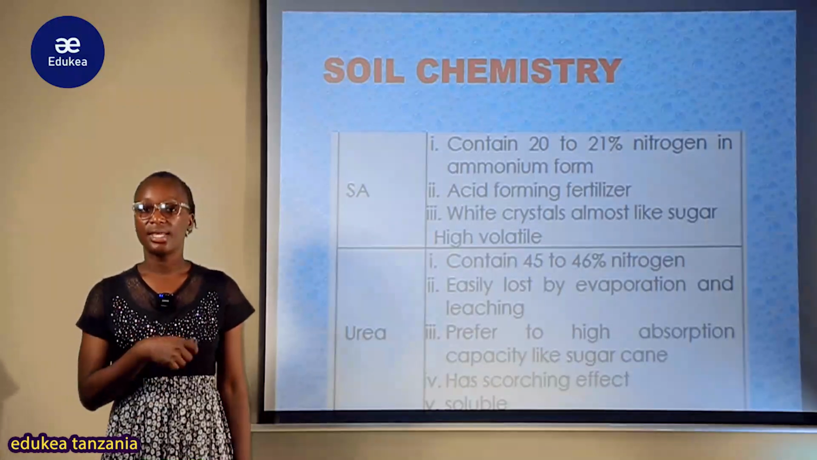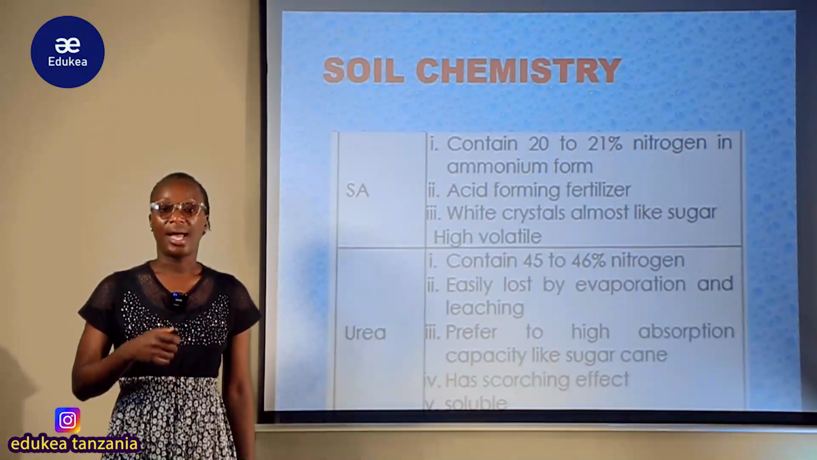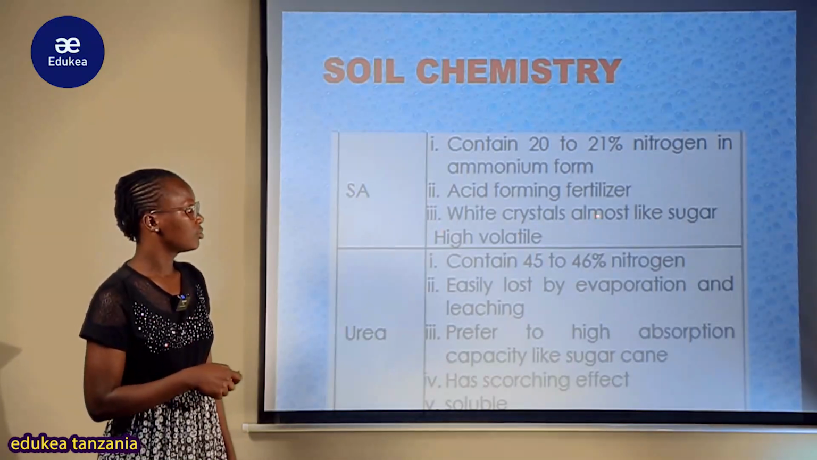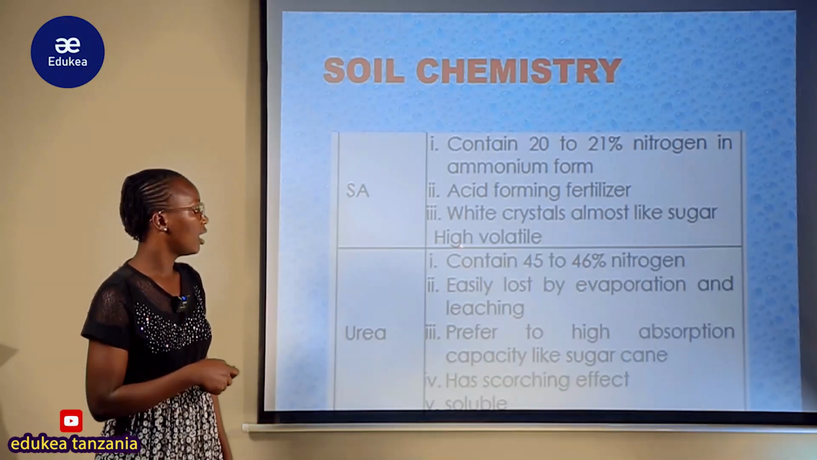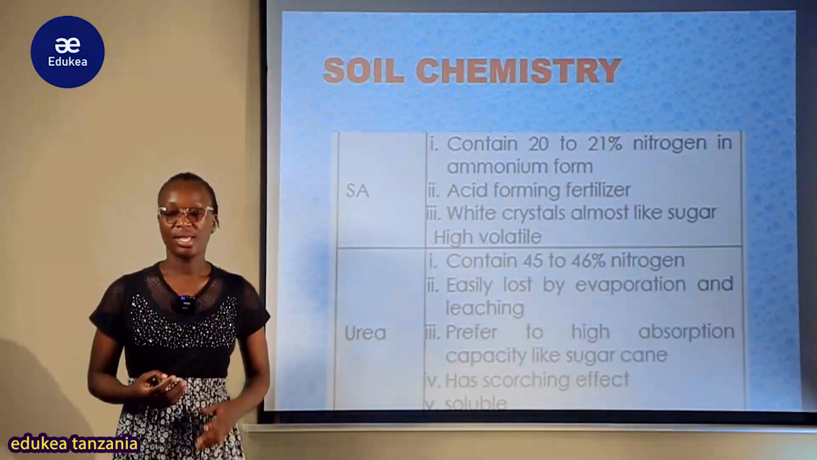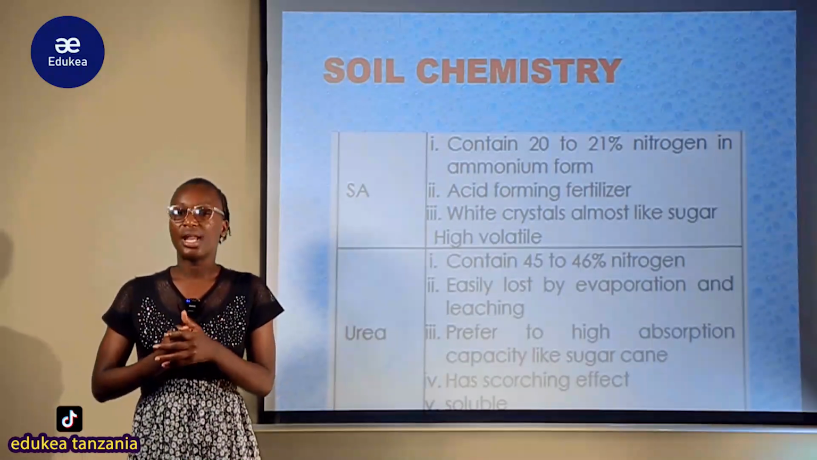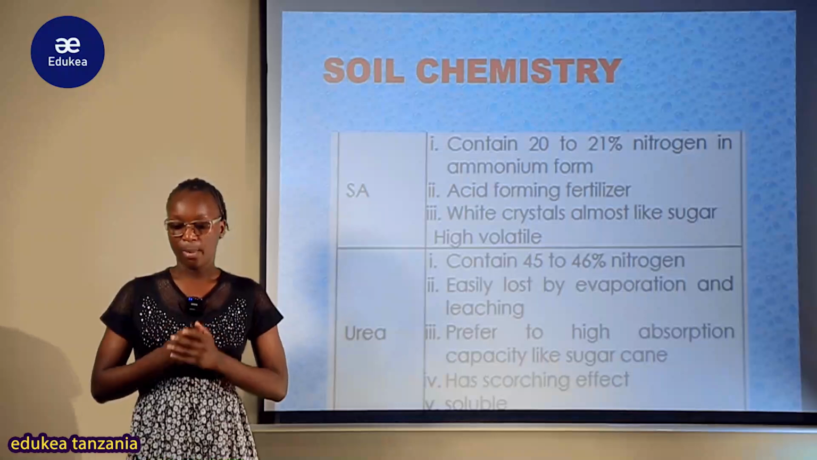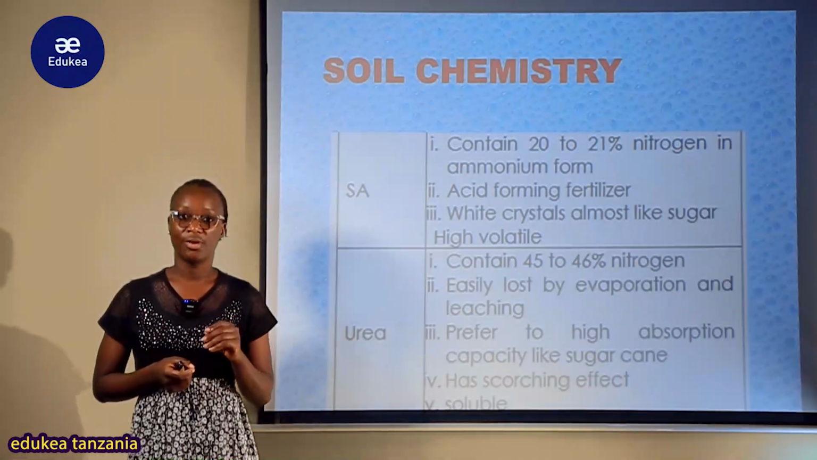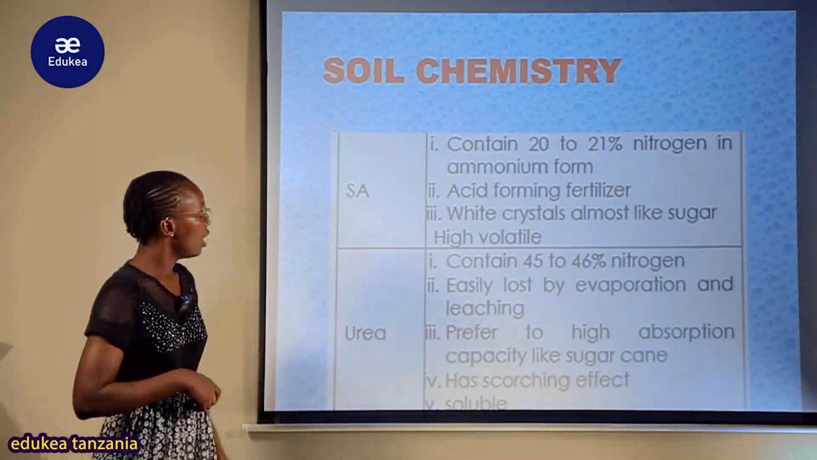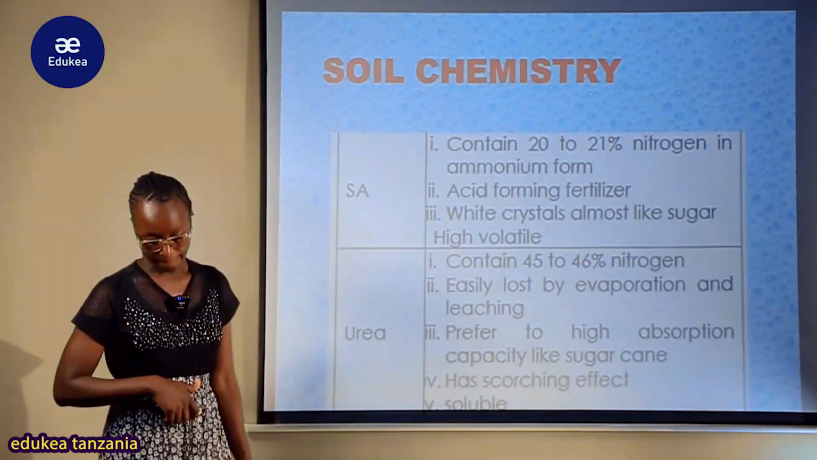Wakati katika ile nyingine tuliona kwamba ina less acidic. But also it is white crystals, almost like sugar, high volatile, kwamba zenyewe zinakuwa na white crystals, ambapo sometimes it's almost like crystals of sugar, but also zenyewe ni high volatile, inaenda kuwa sawa na calcium nitrate. But also we have urea.